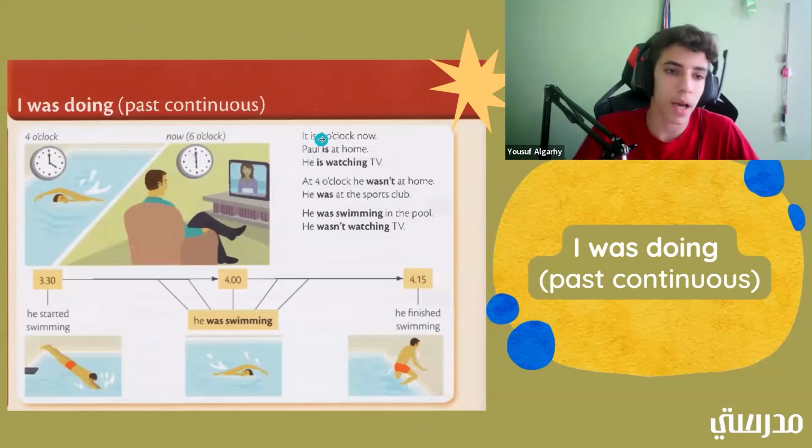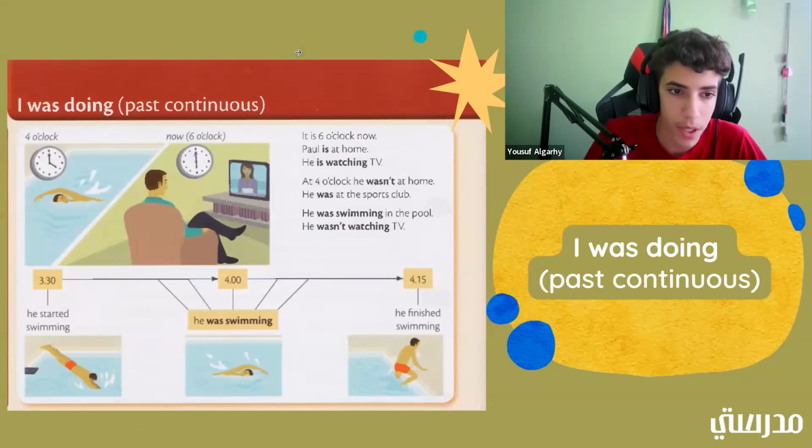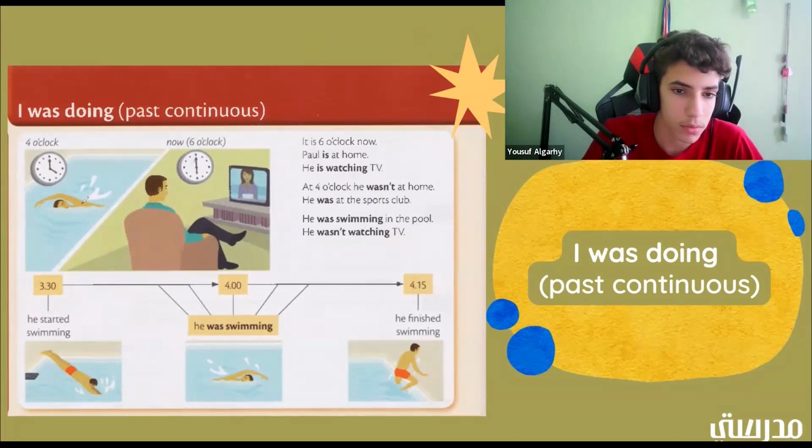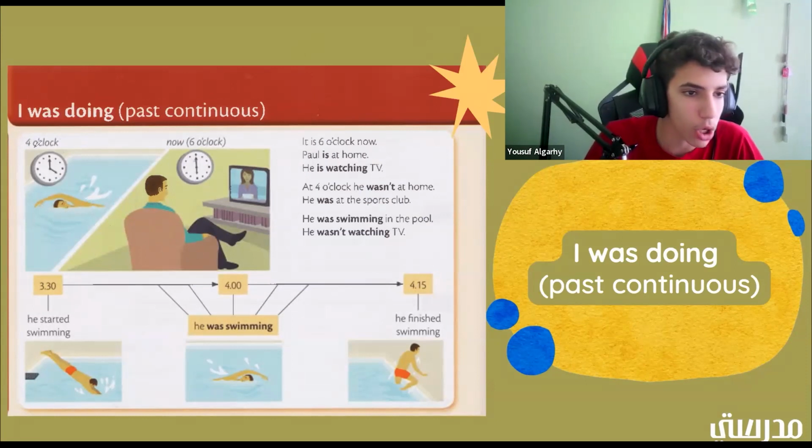Okay, I was doing, past continuous. So we have here two pictures. Here we have a picture of someone swimming. Here we have a picture of someone sitting. And these are the same person. So it says 4 o'clock. At 4 o'clock, he was swimming. And then now, which is 6 o'clock, he is sitting.